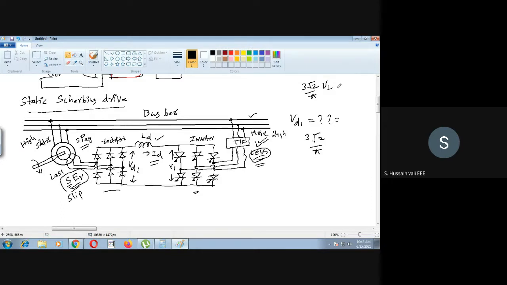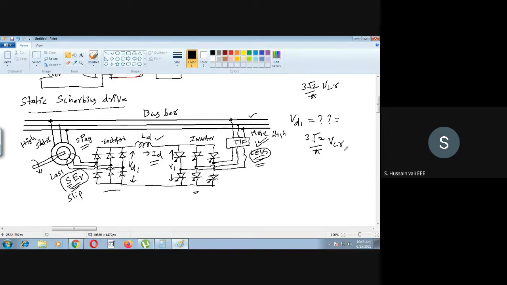But remember, this VL is the rotor voltage. So I will write here VLR, a rotor line voltage. It's not the stator line voltage, so you should not get confused here. Why? Because the rotor line voltage and stator line voltage are not the same. This you know very well. So VLR is the rotor line voltage.